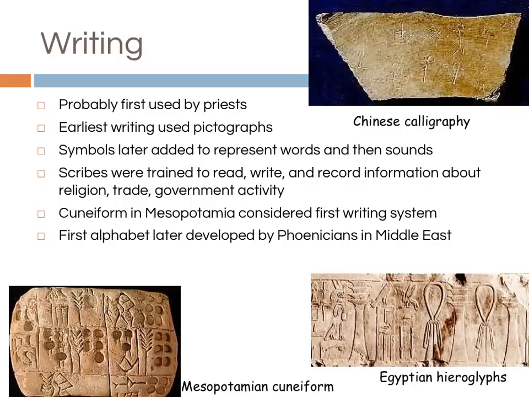Other writing systems like hieroglyphics in Egypt and Chinese calligraphy developed, and the very first alphabet was later developed by the Phoenicians in the Middle East. So cuneiform is generally considered, again, to be the first writing system, which you see in the bottom left.